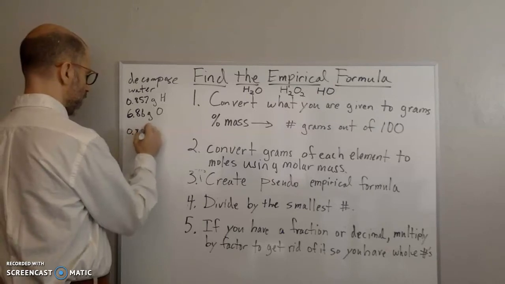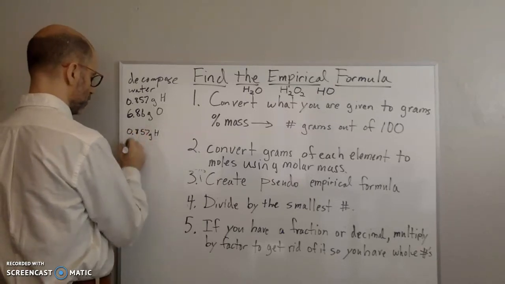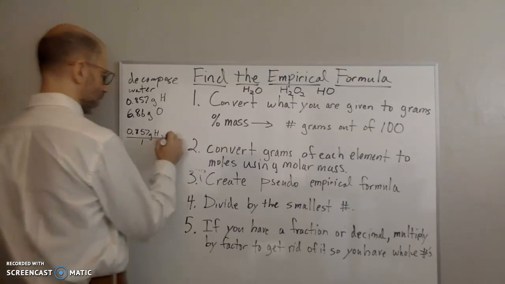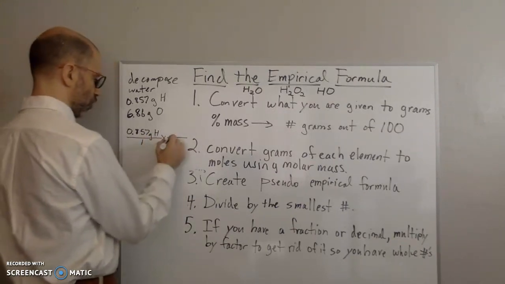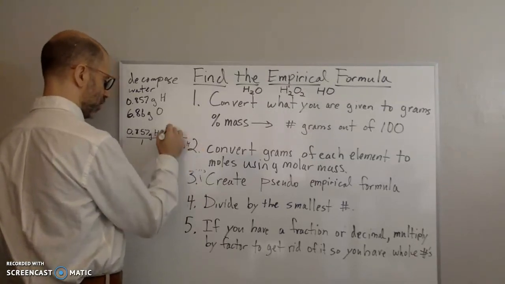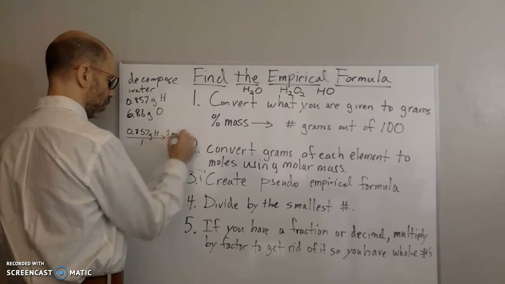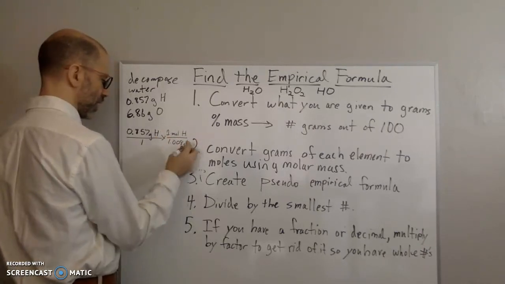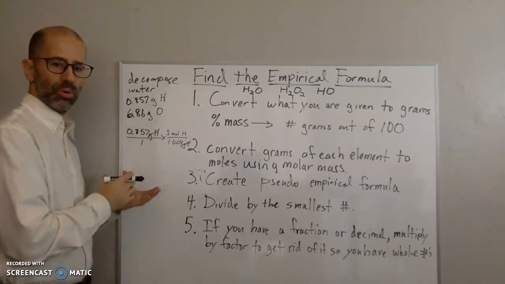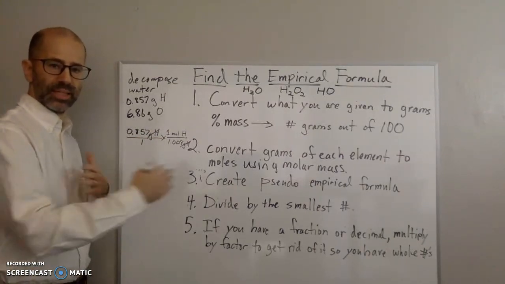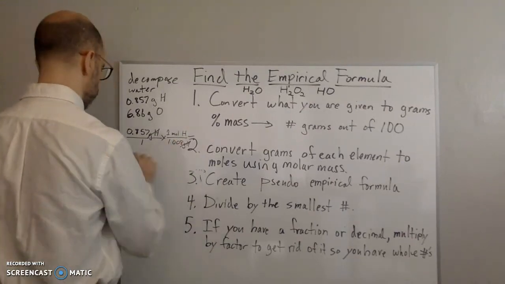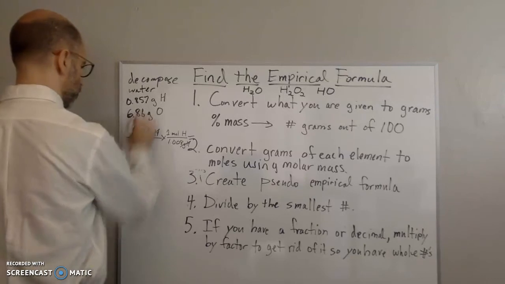So I have 0.857 grams of hydrogen. I'm going to put that over 1. I'm going to multiply by the molar mass of hydrogen. So that's going to be 1.008 grams of hydrogen for every 1 mole of hydrogen. Moles on the top, because I want to convert to moles, because I need the moles to create my pseudo formula that's going to give me a mole to mole ratio. So then I figure out what the moles of that is, and I do the same thing with my oxygen.